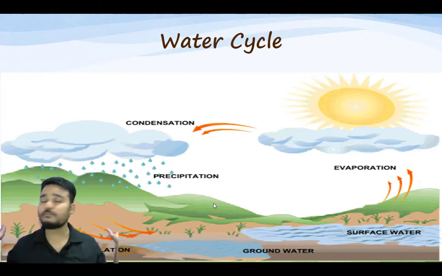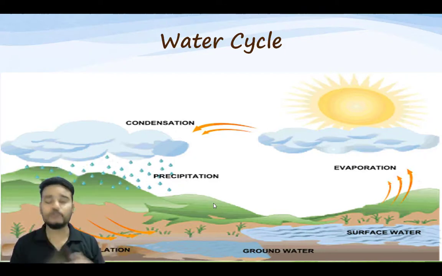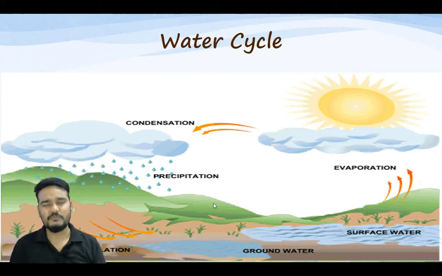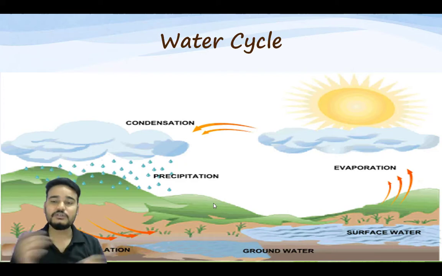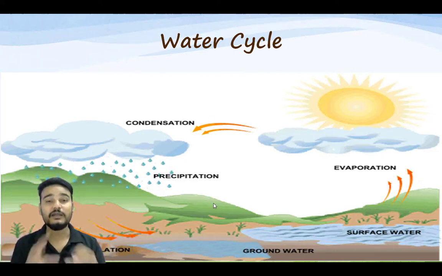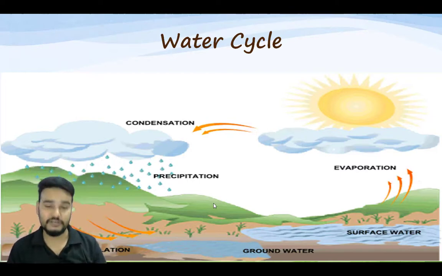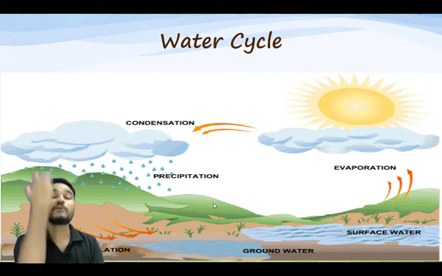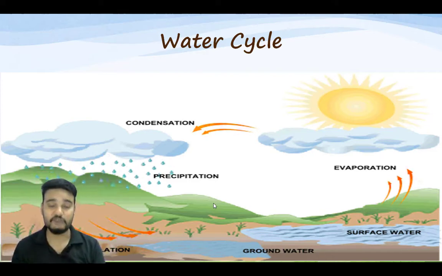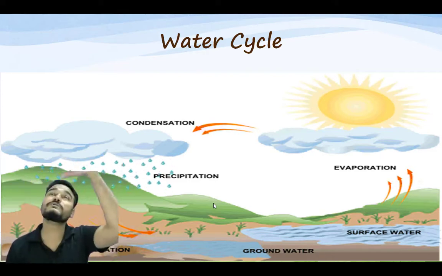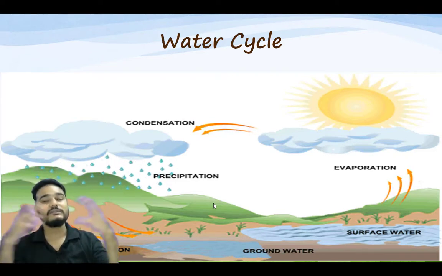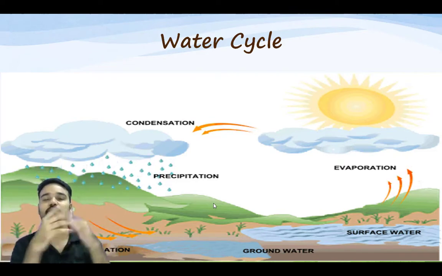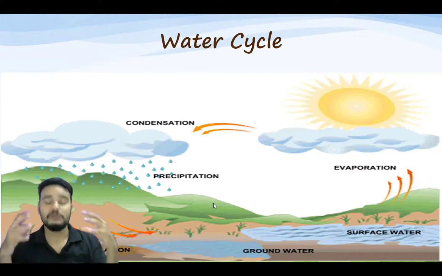So this water is present all over earth, in oceans, in lakes, in rivers, and because of the hot temperature of the sun, what happens to that surface water? It becomes water vapors, that is called evaporation. When water turns into water vapor, that is called evaporation, and when that water vapor goes upward, it comes together and forms clouds.